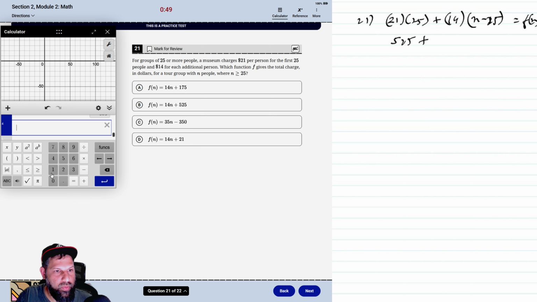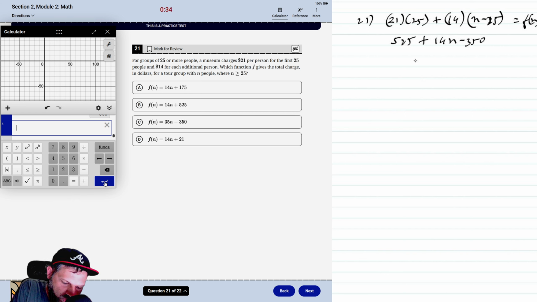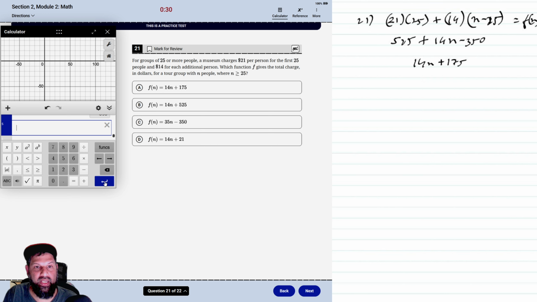I've got to go to the next one. 14 times 25 is going to be 350, plus 14n minus 350. And so 525 minus 350 is 175. So 14n plus 175 is going to be the answer.